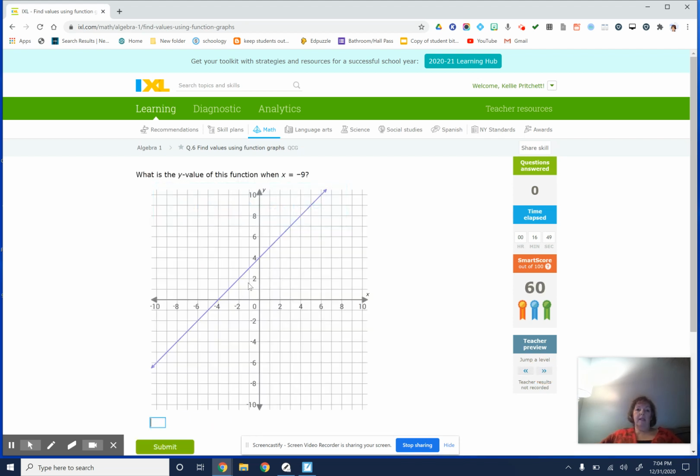All right, and then I'm back to linear now. What is the y value of the function when x is -9? So I go to my x-axis right here, is -9. Here's where -9 would be. So I guess I have to go down to hit my graph. So it'd be right there. And then it says, what's the y value? So I'm going to come across, and my y value would be here at -5.